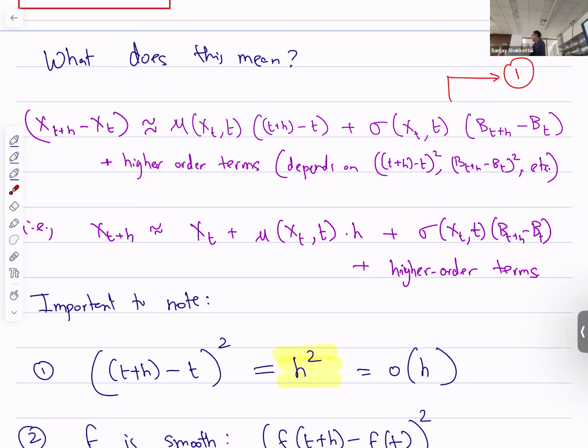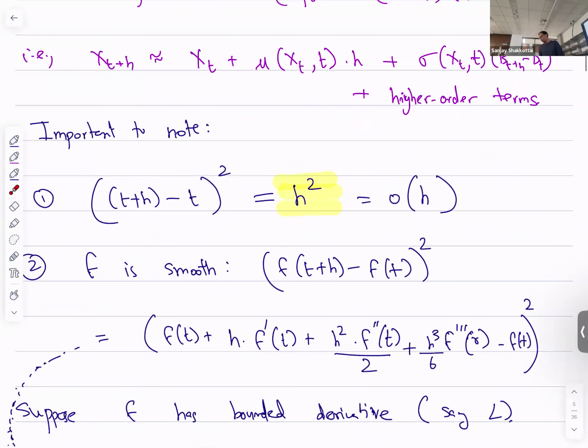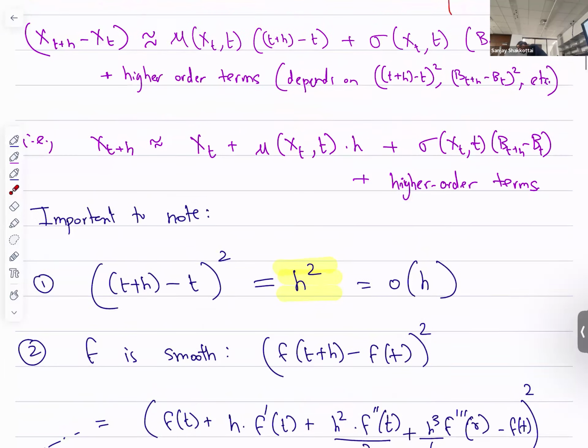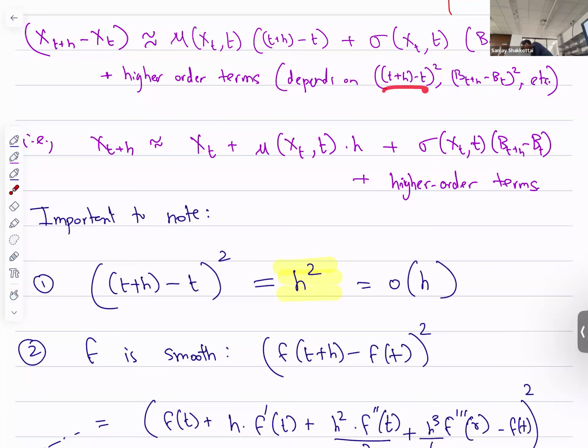So far, there's nothing new. This is exactly the discussion I had for ODEs. But there's something important to note here, which is the reason we normally ignore these kinds of terms. Let's look at (t plus h minus t) whole squared. This is basically just h squared, which is negligible with respect to h, if h is small. Suppose I had some function which was smooth, and then I was looking at the difference in that function over a small interval of time.